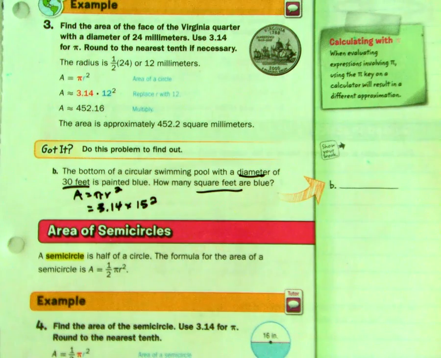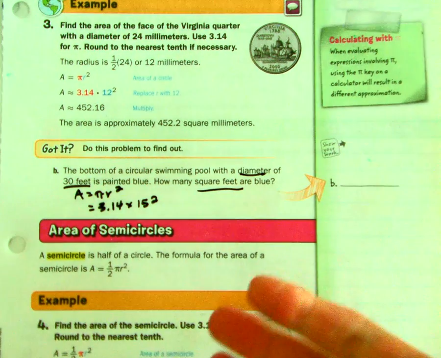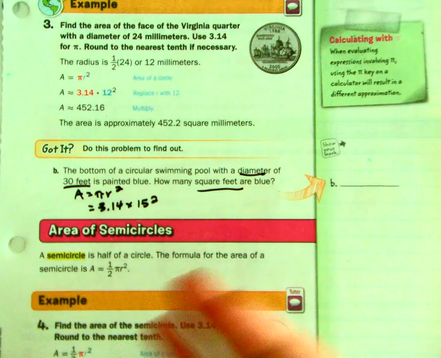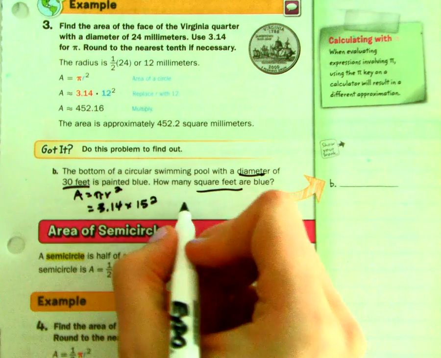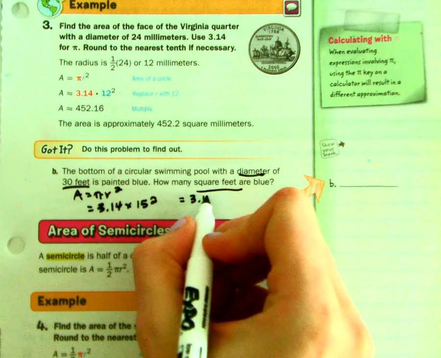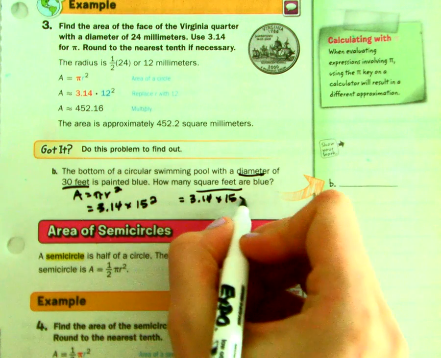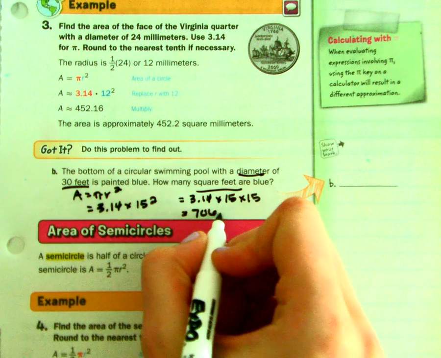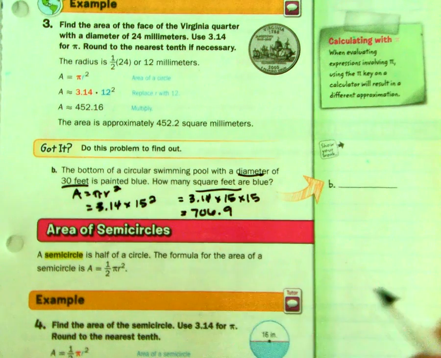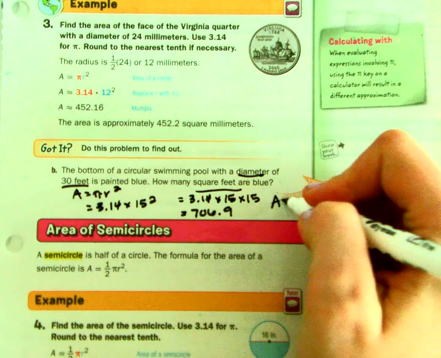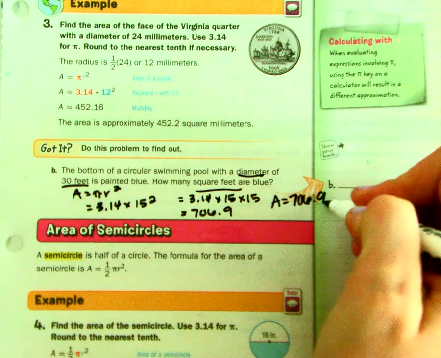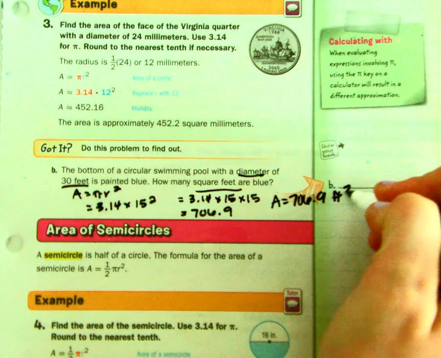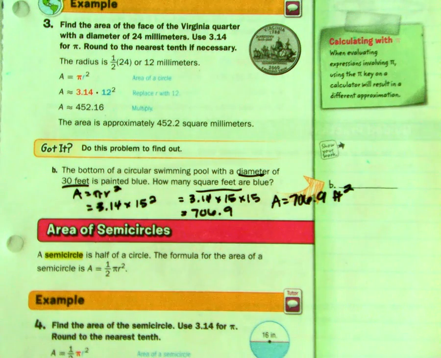Again, when you're using exponents and squaring, that's taking this number times itself that many times. So this is really the same thing as 3.14 times 15 times 15. Then when I multiply them all together, we get 706.9. Then we've got to label it. So our area is 706 9/10 feet squared. Because again, finding area, we're finding how many square units fit inside of there. So we would have 706 9/10 square feet to this pool.